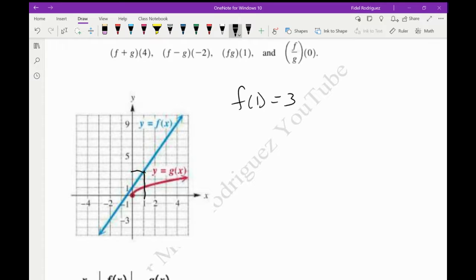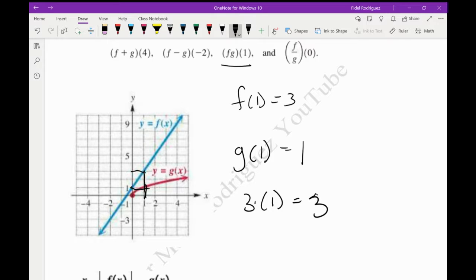There you go. Let's see if we can do it for g of 1. Boom, there we go. We hit it. What number do we have there? 1. Look what we're doing with them. They're right next to each other, so they're being multiplied. 3 times 1 is? There you go.